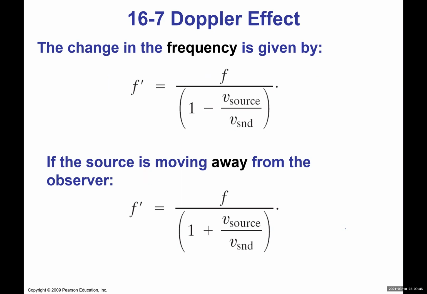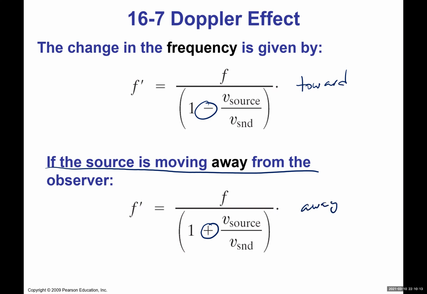Okay. So what we have is this. The change in frequency is given by f prime equals f times 1 minus V source over V sound. So this is the speed of sound, and this is the speed of the source. If the source is moving away from the observer, you have a positive sign, compared to a negative sign if it's moving toward. So this plus-minus helps you get a higher or lower frequency depending on whether it's moving away or moving toward.